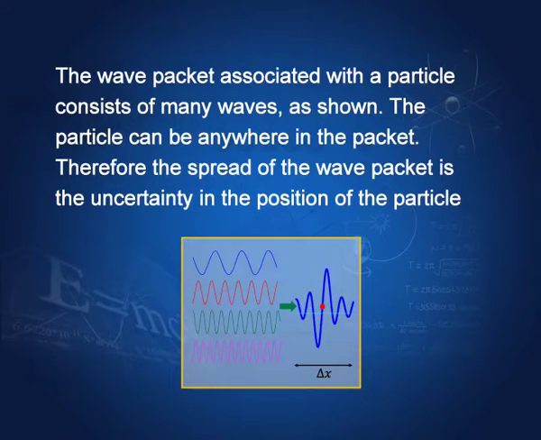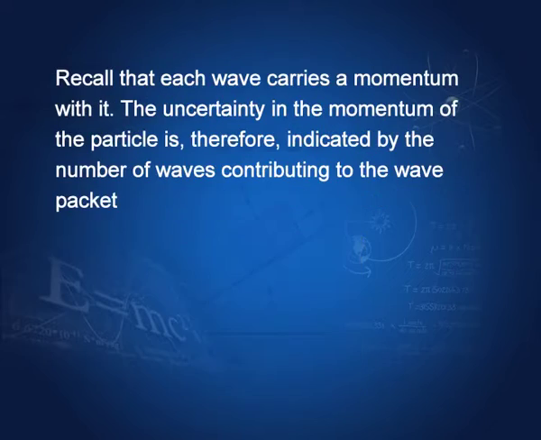Therefore, the spread of the wave packet is the uncertainty in the position of the particle. Recall that each wave carries a momentum with it. Again the de Broglie principle, lambda is h by p. So, each wave has momentum associated with it. Now, let us see what happens.